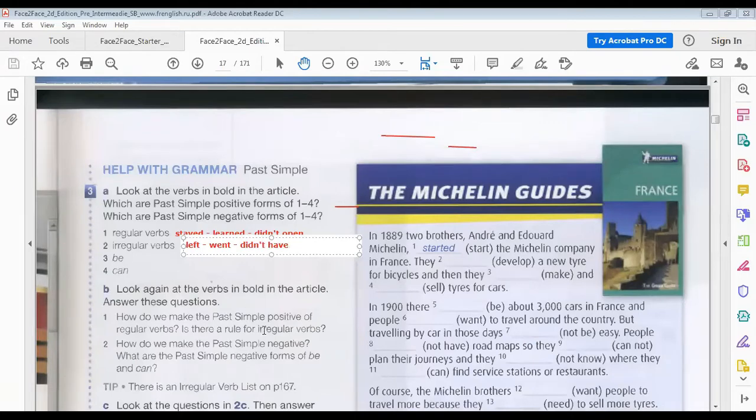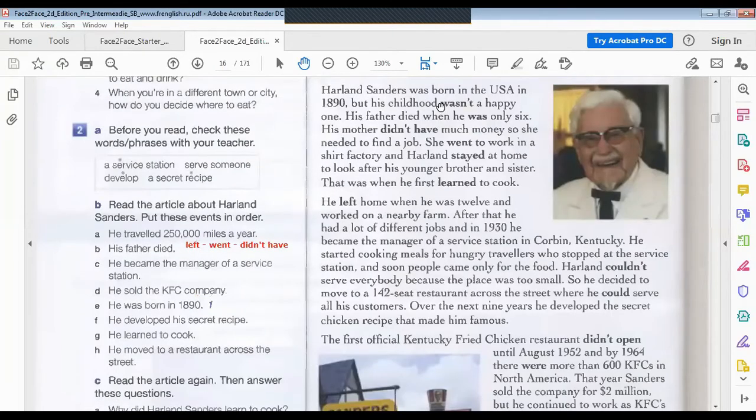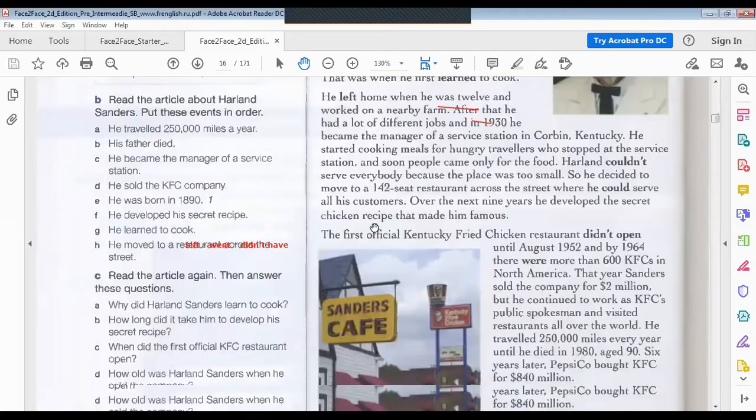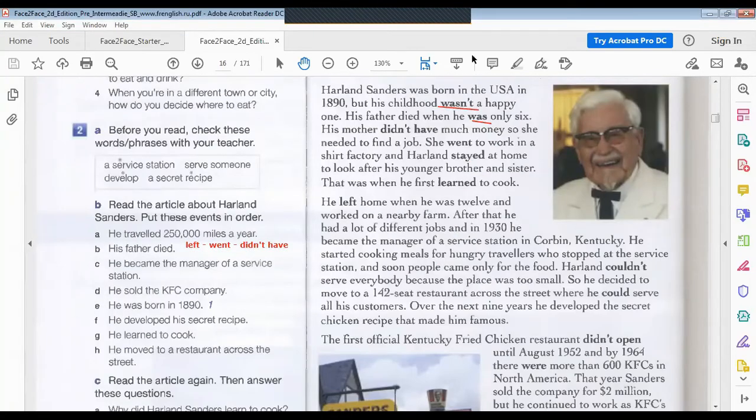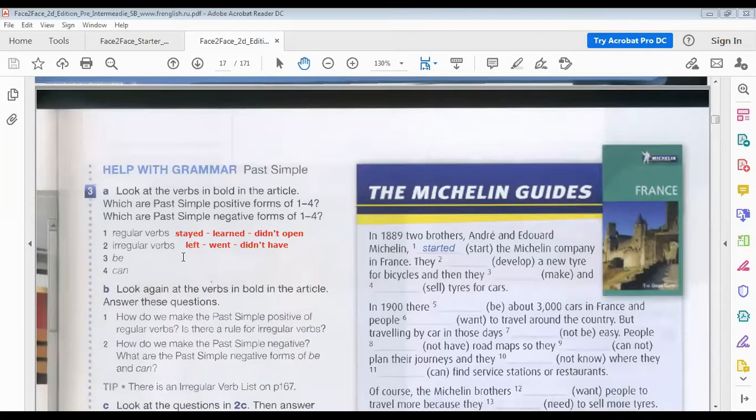Okay, now let's find the past of verb to be. Wasn't, was, wasn't, correct? What else? Were? We don't have were. Just was and wasn't. We only have was and wasn't. For verb to be, we have was and wasn't. All right.